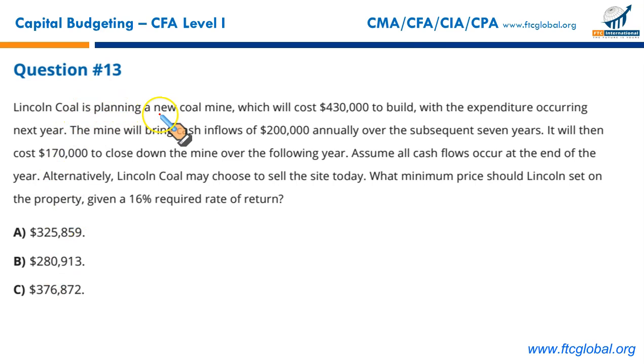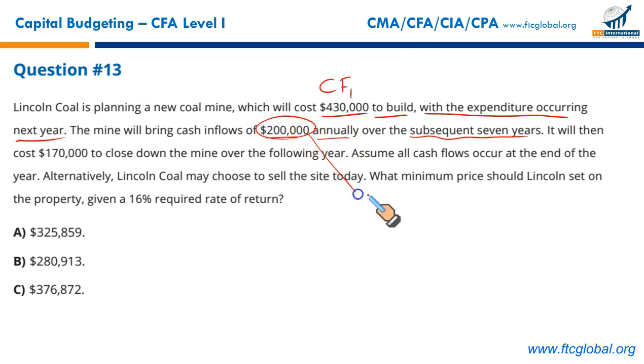Lincoln Gold is planning a new coal mine which will cost $430,000 to build, with the expenditure occurring next year. This is interesting. This is not your initial investment. This is an outflow at the end of year 1, not now. The mine will bring cash inflows of $200,000 annually over the subsequent 7 years. This cash flow will occur 7 times, frequency 7 times. It will then cost again $170,000 to close down the mine over the following year. It means this is the outflow after these 7 cash flows of $200,000 every year.